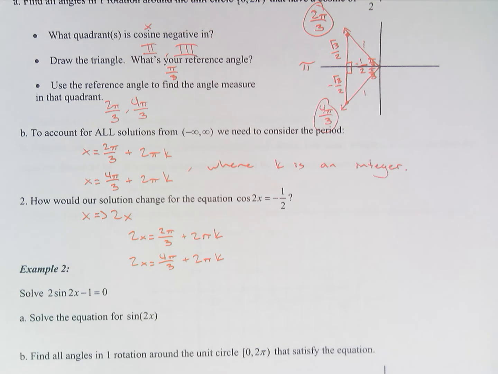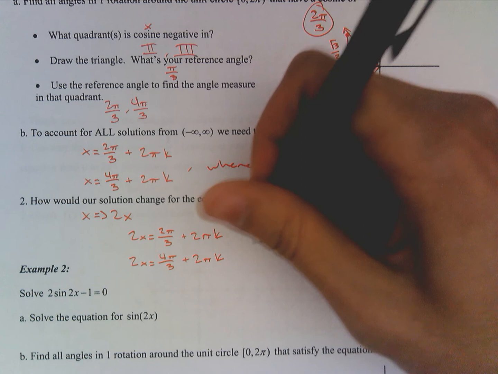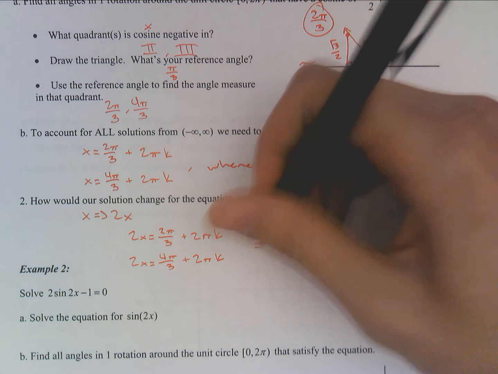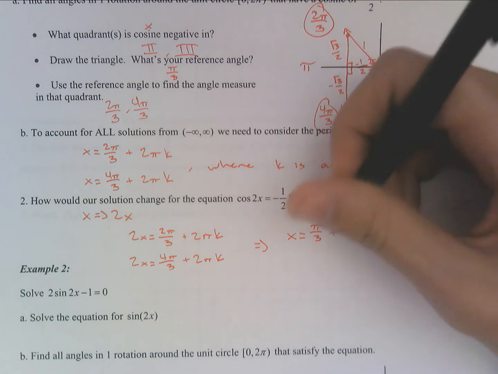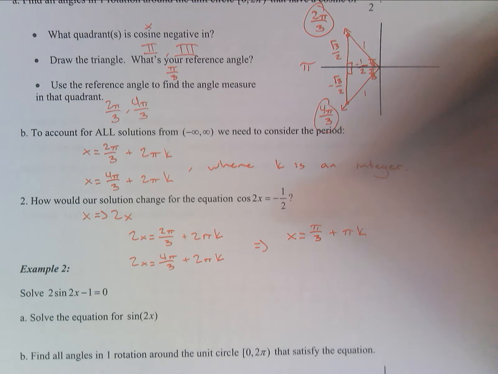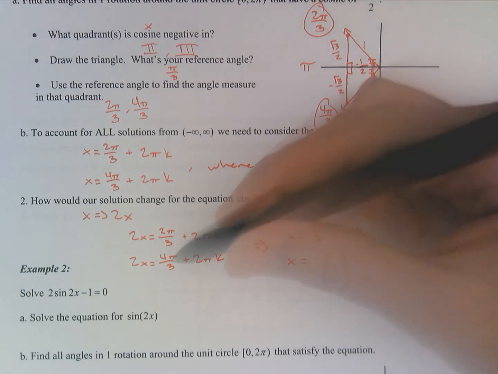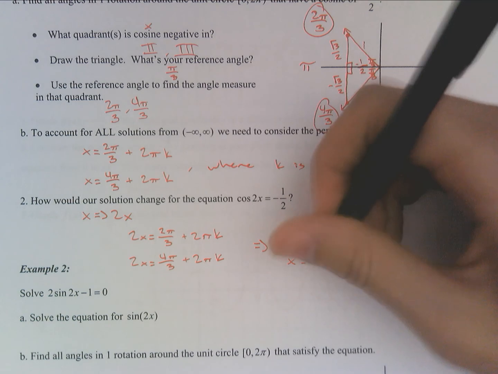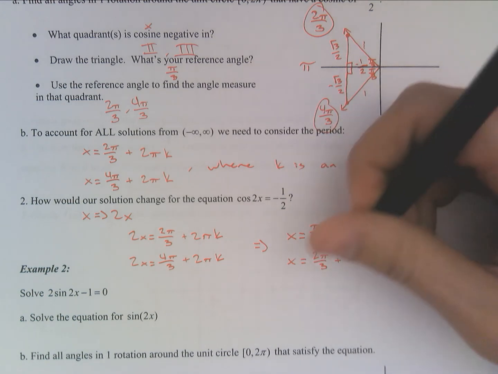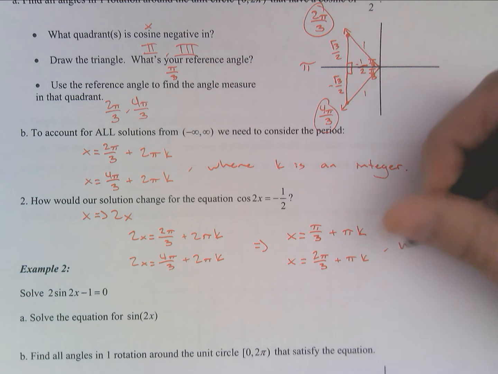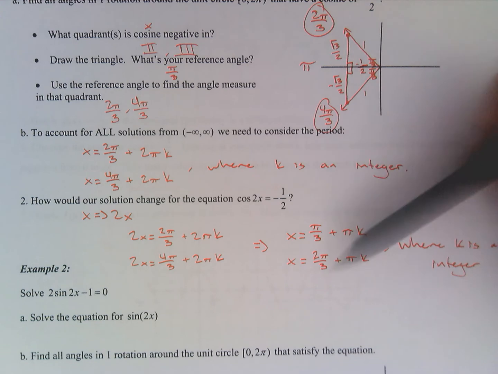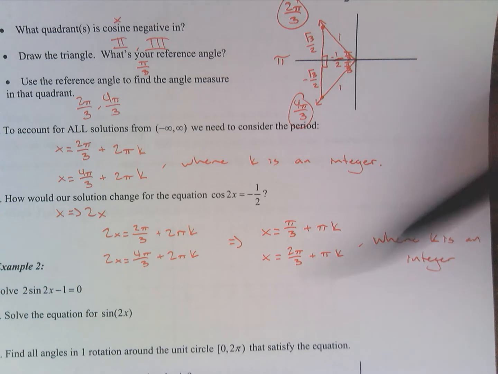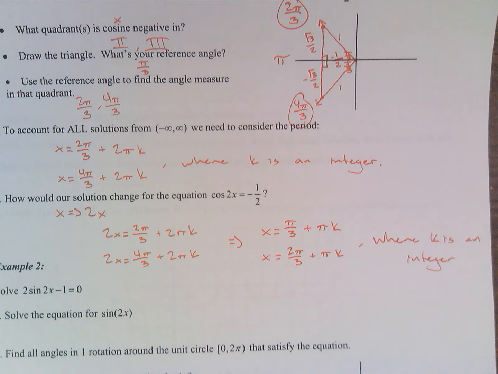Now we want to solve for x, so dividing both sides by 2, we get the two solutions. X equals, instead of 2 pi thirds, we have pi thirds, and instead of 2 pi k, we just have pi k. For our other solution, we have 4 pi thirds becomes 2 pi thirds, and again, our 2 pi k becomes just pi k. And always include where k is an integer. So this is listing all solutions to this equation. Notice that k is an integer. We have infinitely many solutions here. Two forms, but infinitely many.